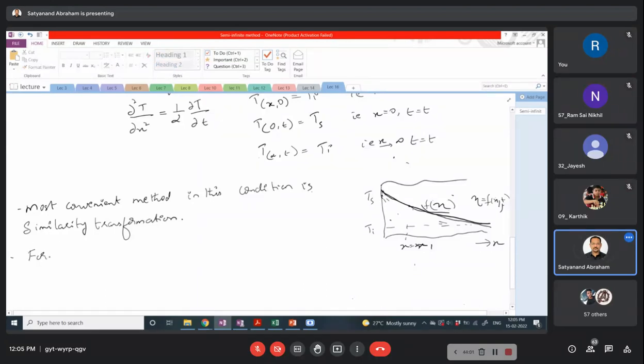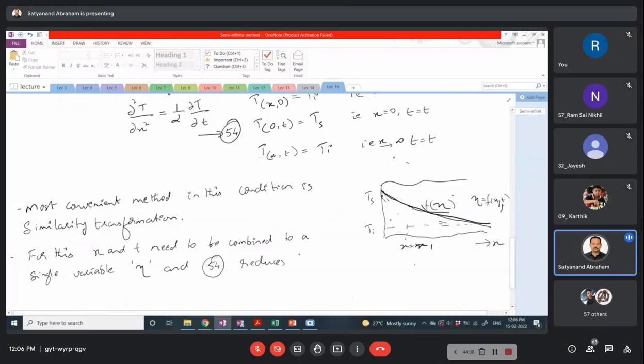For this, x and t need to be combined into a single variable, eta. Equation 54 reduces to an ODE in eta.